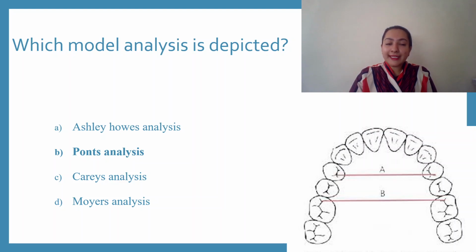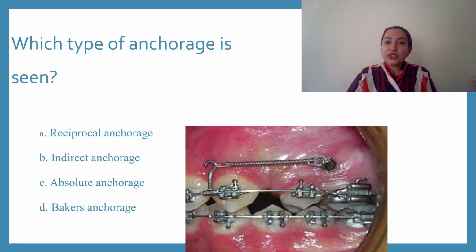Moving on, the next question is, which type of anchorage is seen here? Anchorage, I'm sure all your teachers must have emphasized a lot on anchorage during your time. So you all must be very thorough with it, right? From extraoral anchorage to intraoral anchorage, maxillary, mandibular, reciprocal, everything you must be knowing. Reciprocal brings about movement in different directions with opposite, same force acting on the tooth surface.